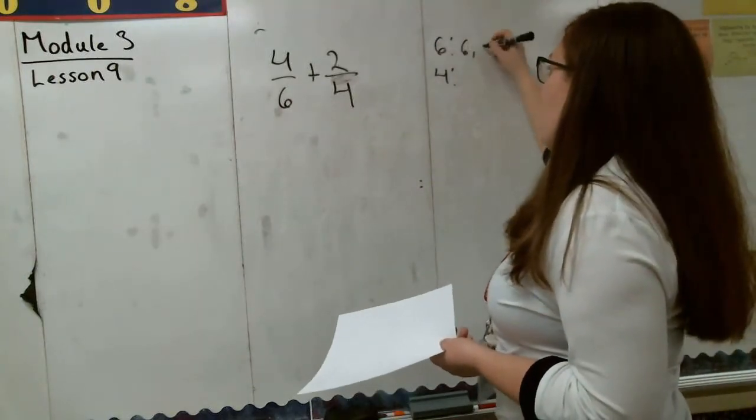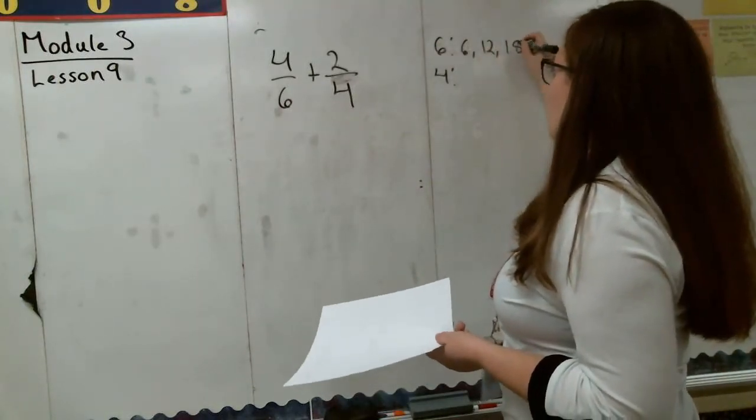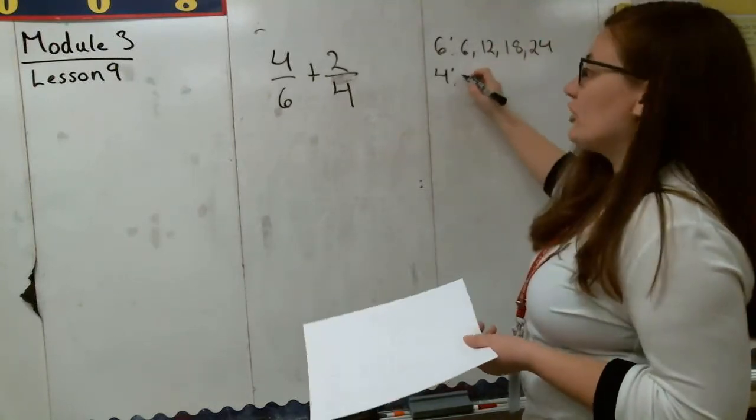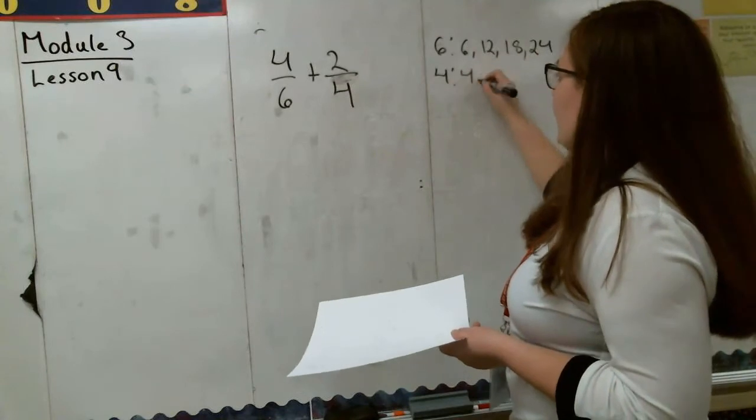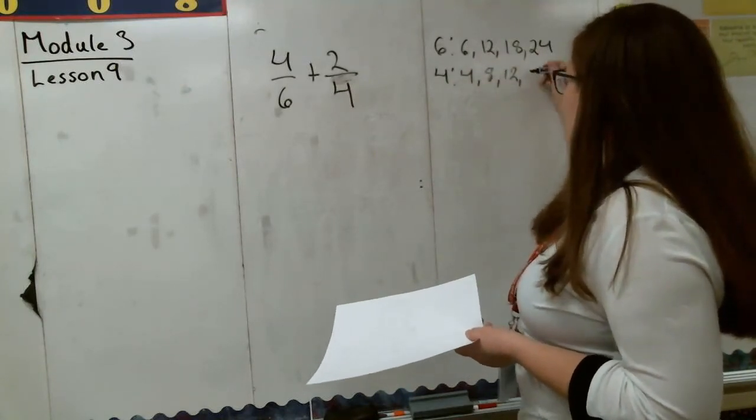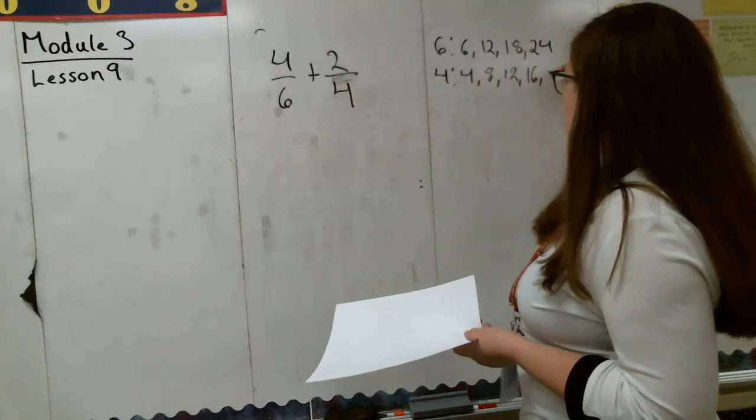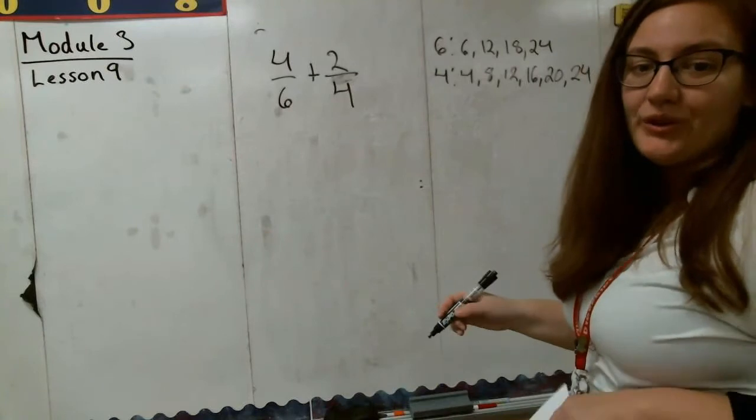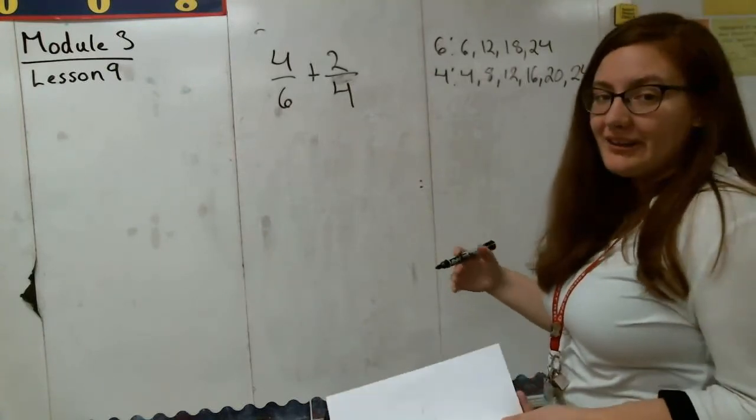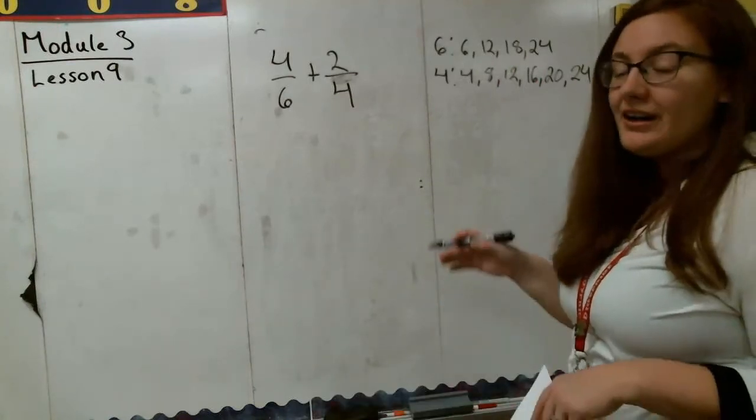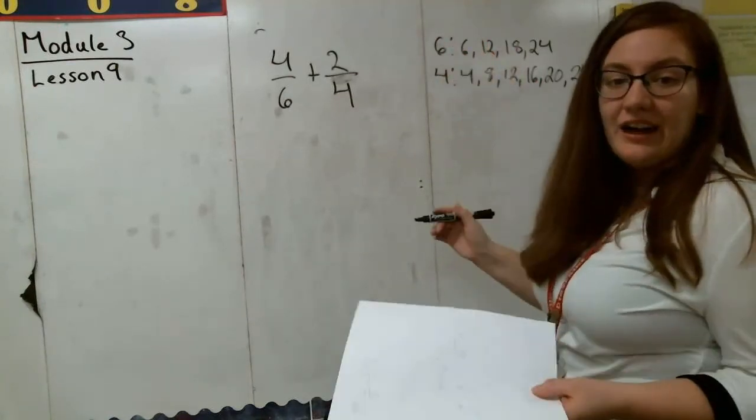So I'm going to start by showing you a couple multiples of 6, and I'll show you some multiples of 4. And then you are going to be responsible for finding the least common multiple. Even though there's multiple numbers that look the same, you are trying to find the smallest number that both of these rows have in common.